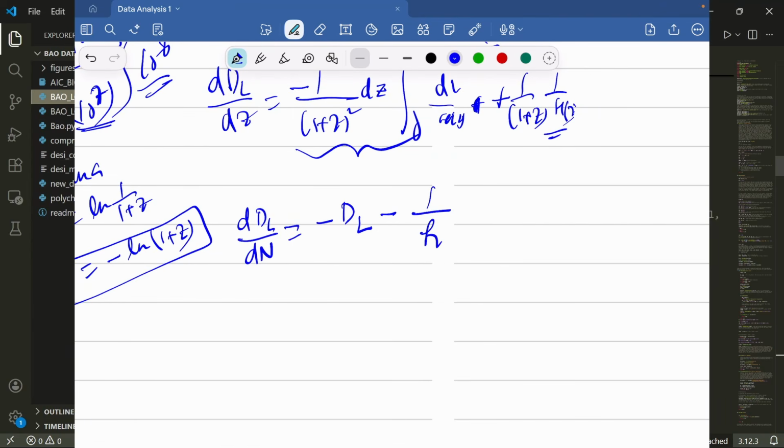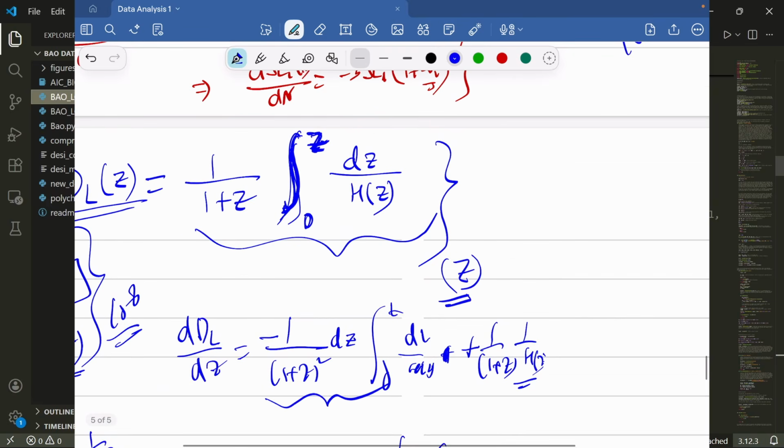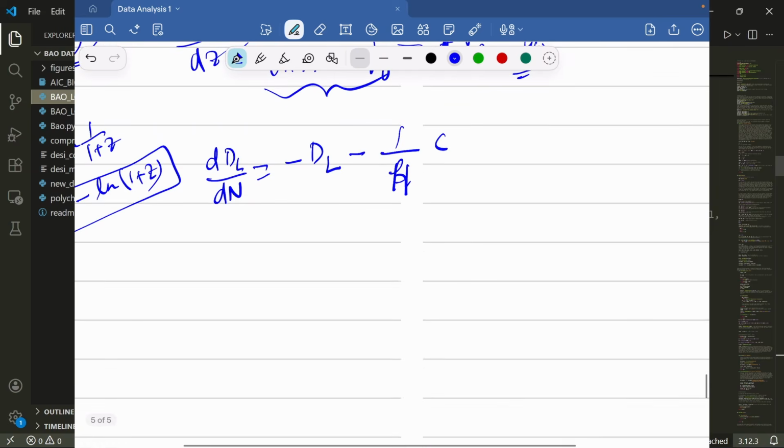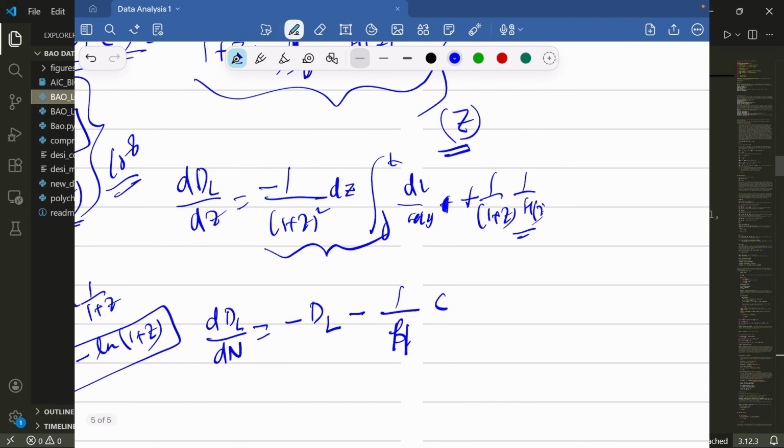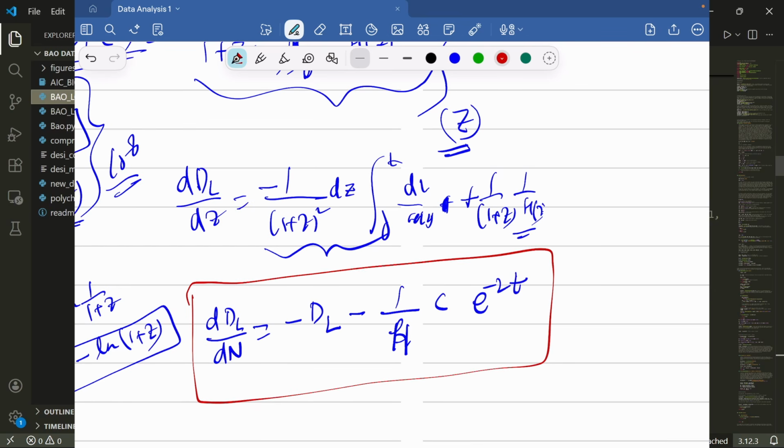So this will become simply 1 by h into the speed of light. There is one fault over here: you have to multiply with the speed of light in kilometer per second, and then you will get exponential minus 2n. This is the differential form of luminosity distance for the flat universe.